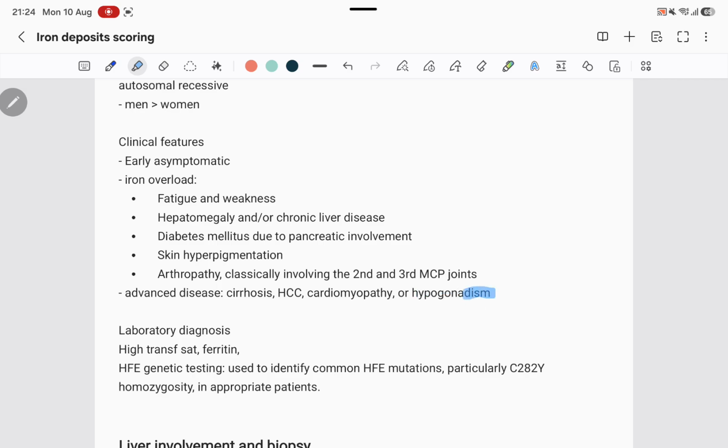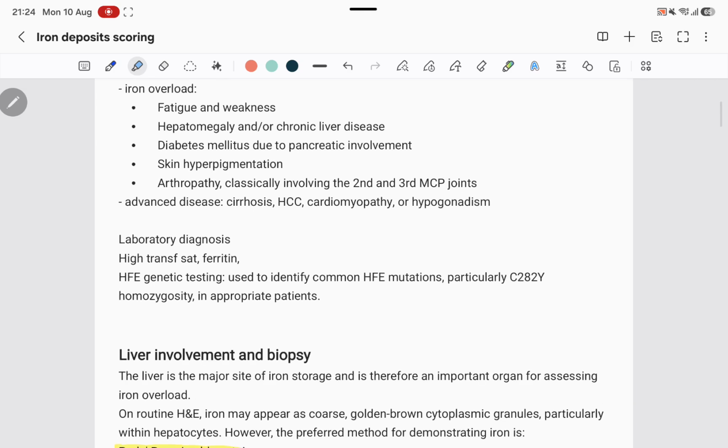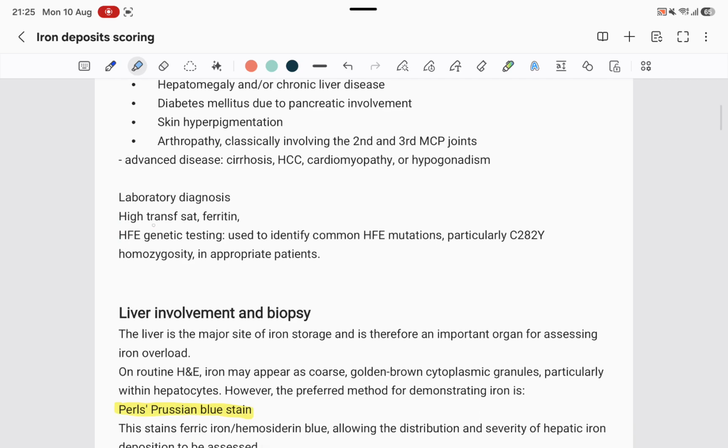Okay, hypogonadism is basically your gonads become smaller or less functional because you're not producing as much of those central nervous system endocrine hormones that are produced by the pituitary gland. I can't recall their name right now.